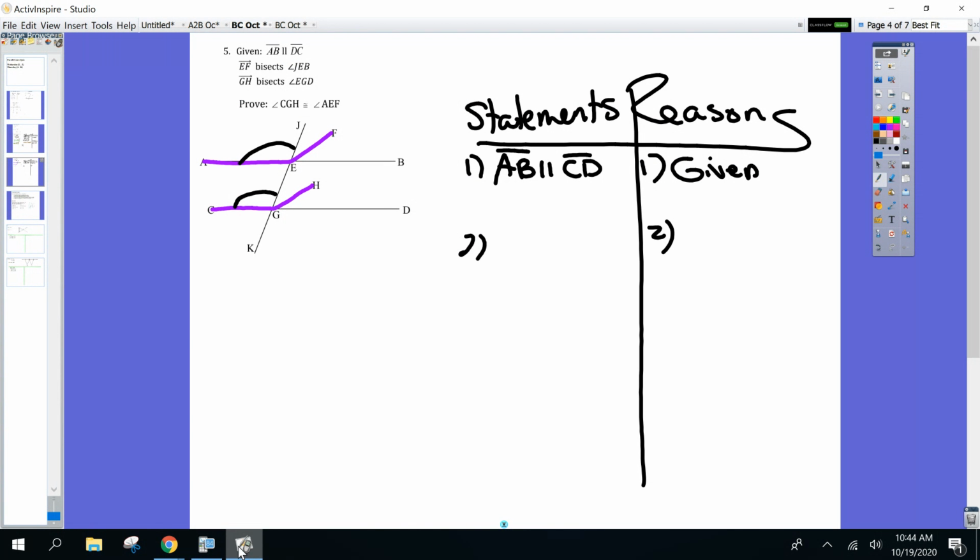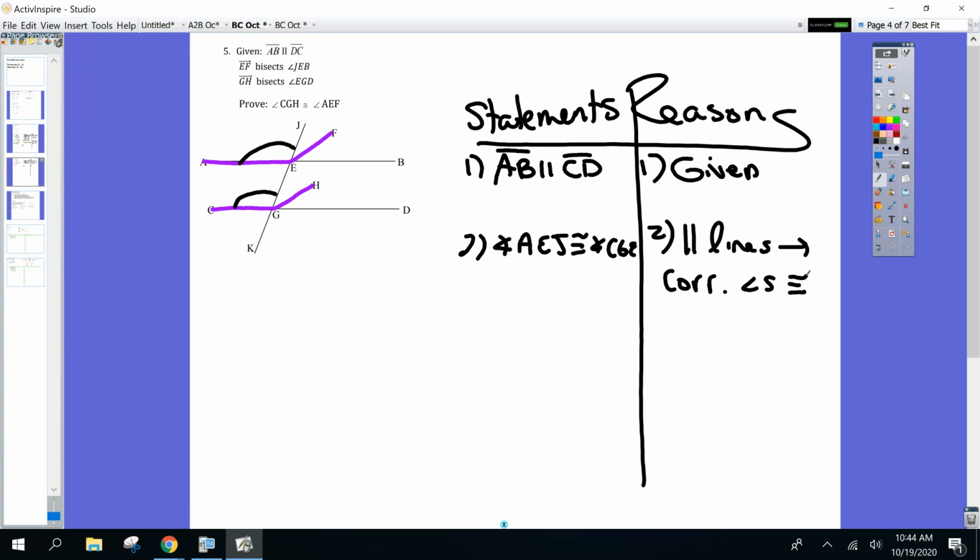What type of angles did I just mark there? Corresponding. Corresponding, so they're congruent, right? So I have angle AEJ congruent to angle CGH, everybody? No, I'm sorry, CGE. Watch your mouth. Okay, parallel lines imply corresponding angles congruent.